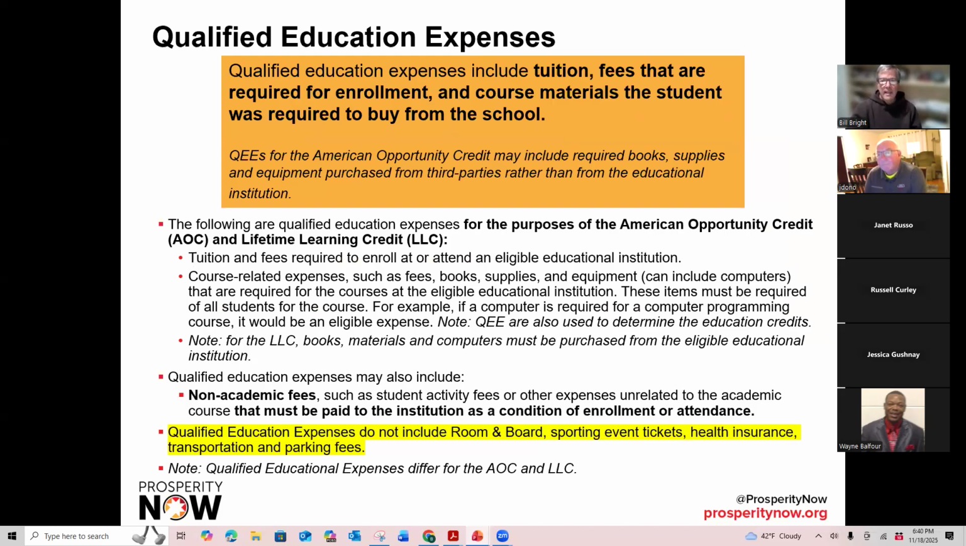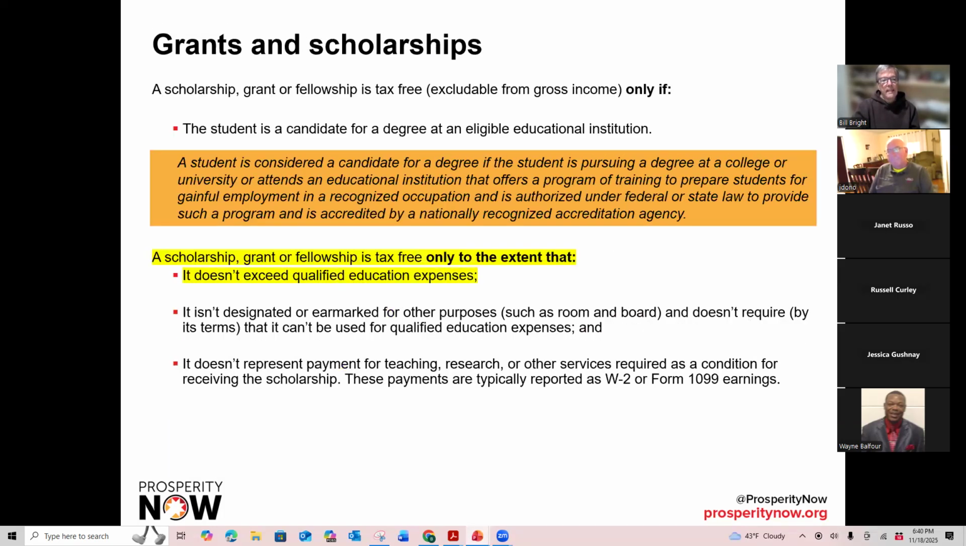Again, everything that's covered has to do with qualified education expenses. That's tuition, fees that are required for enrollment, any course materials, books, lab fees, art supplies, things like that. The one thing at the bottom that you want to be careful of is what it does not include: room and board, sporting events, health insurance, transportation, parking fees. All of that is not a valid education expense.